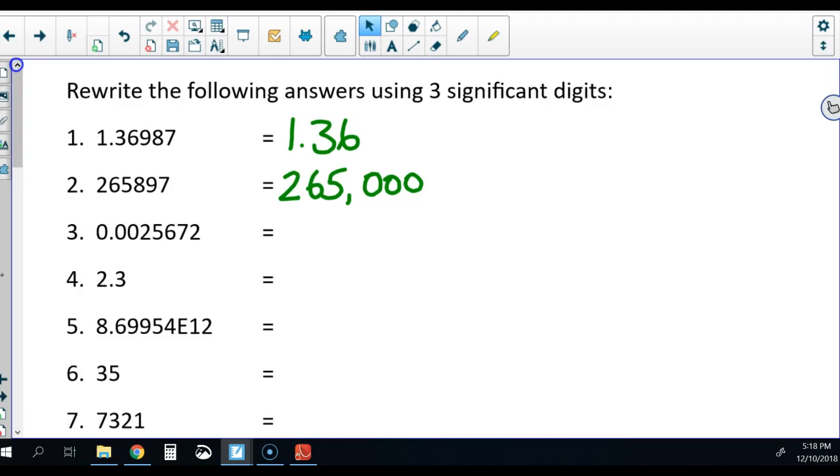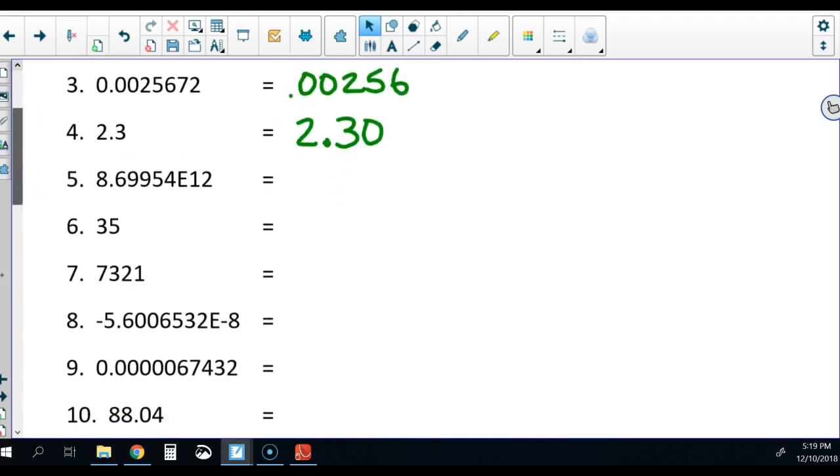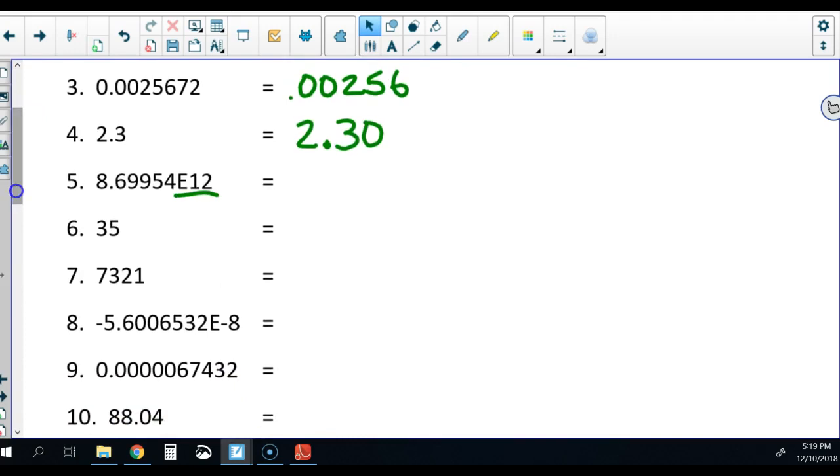Now I'm going to start just writing the answers down. You can mentally work them out as I'm going and check yourself. Two, 5, 6. Those are your significant digits there. Number 4. 2.3 is not enough significant digits. We've got to have the 0 on there. Here we have an E12. Be careful there. Don't overlook that E. Times 10 to the 12.